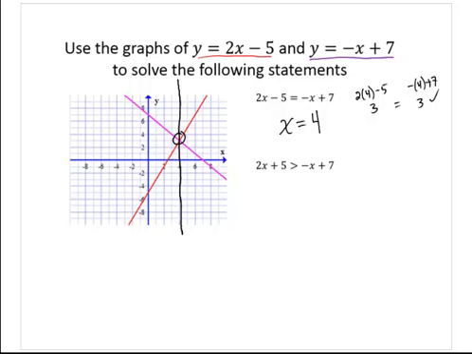Because now we want to solve the corresponding inequality, 2x plus 5 is greater than negative x plus 7. So 2x plus 5 is represented by the red line, and negative x plus 7 is represented by the purple line. And so we need to decide when is the red line above the purple line. And the answer is either to the left or to the right of the boundary. So the red line, the 2x plus 5, is above negative x plus 7 to the right of the boundary.